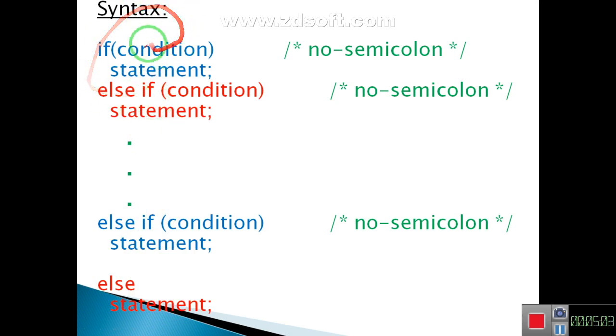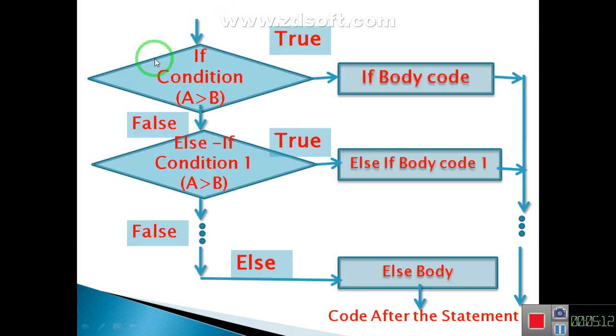So according to the else if ladder, we are going to execute only one body based on the condition being true. The priority is to start checking from the if condition. You can understand this from the flow chart.